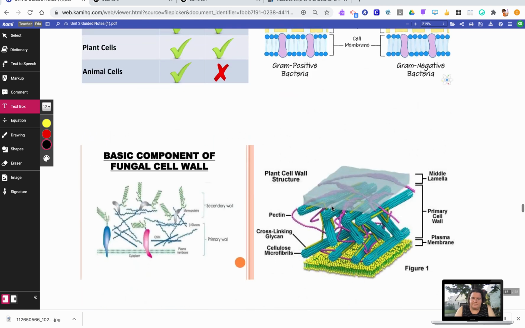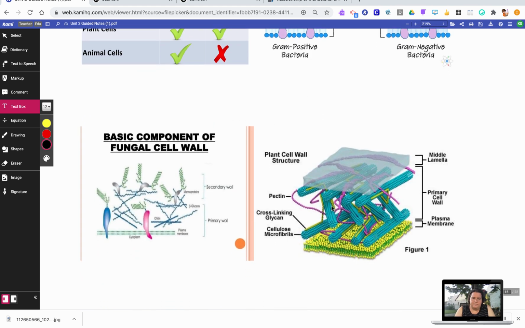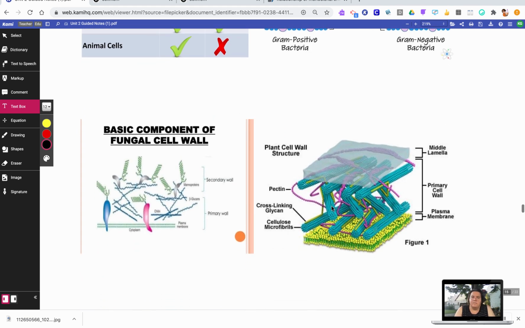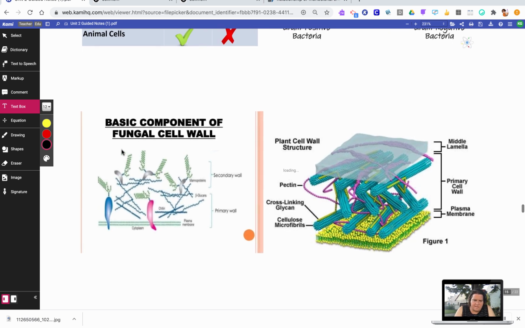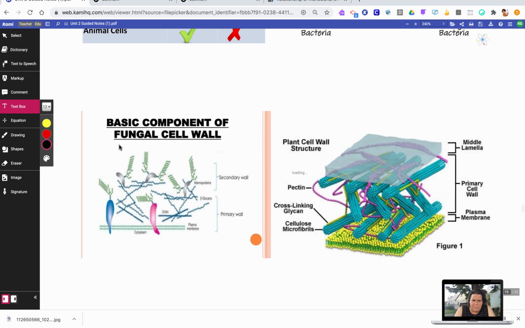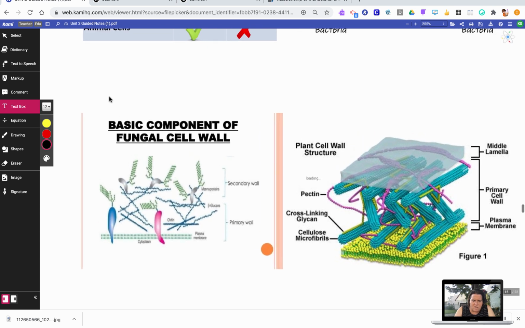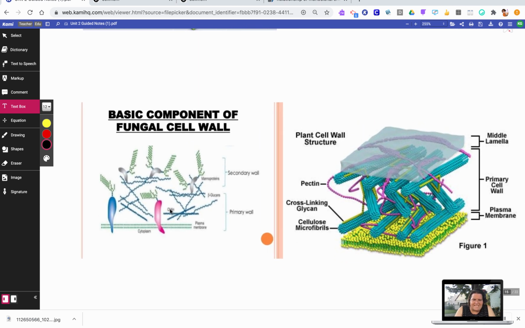All right. And then for fungi, the big thing I want you to remember about the fungal cell wall is that it's made up of chitin, okay? Just like insect exoskeleton, very tough. So mushrooms, they have kind of a polysaccharide chitinous cell wall component to them.